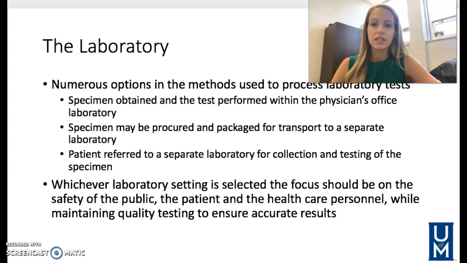There are many different ways that lab tests are obtained and processed. Some of them you'll work in a clinic, some of those specimens you'll get in your clinic, and you'll perform them within the physician's office laboratory, or POL is what we call it. Some will be procured and packaged to transport and you'll actually send them off to another lab outside of your clinic. And then sometimes you will actually send the patient to a different facility for them to grab the specimen, so they'll collect it and process it there.